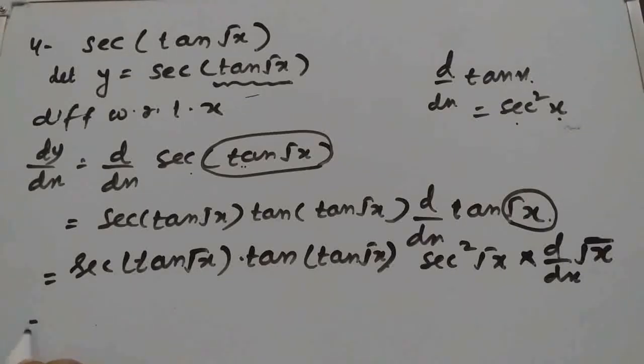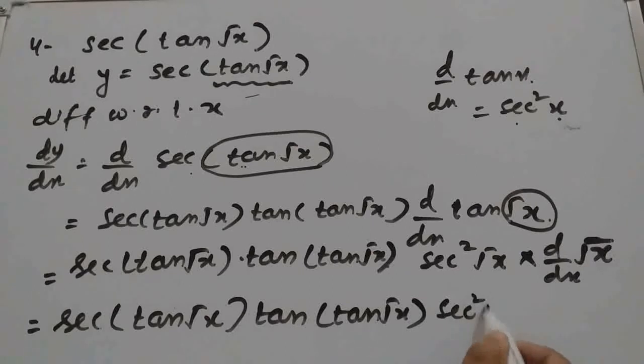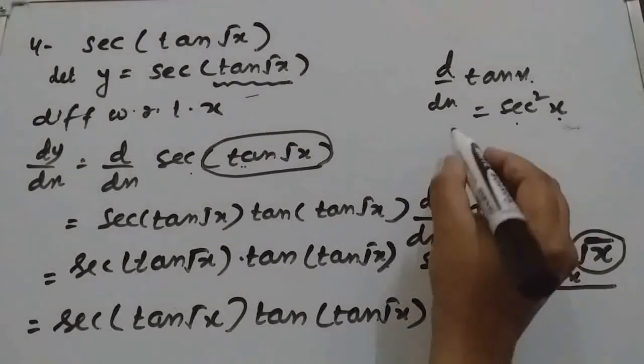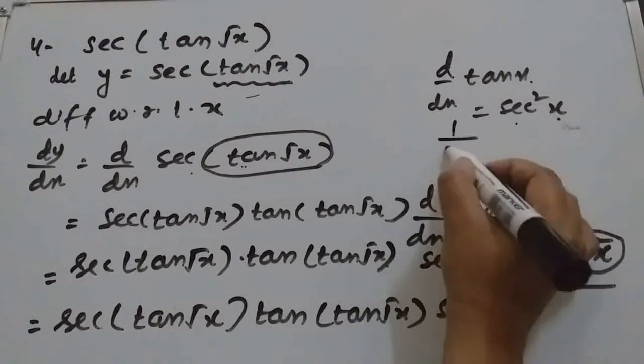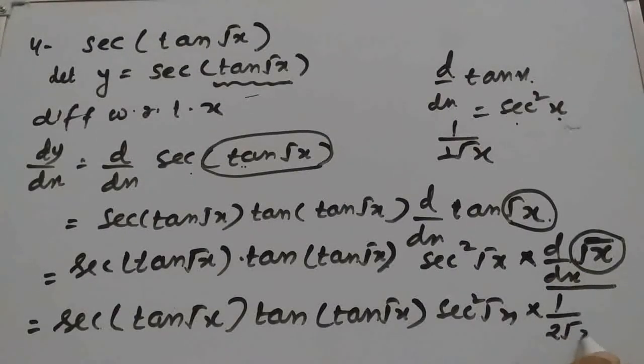So now the next step will be our final answer. These terms we should copy as they are. Now to find the derivative of this, again we should check whether it is a standard function or not. So yes, it is standard. We know the derivative of √x is 1/(2√x). So here we will write 1/(2√x). So this is our final answer.